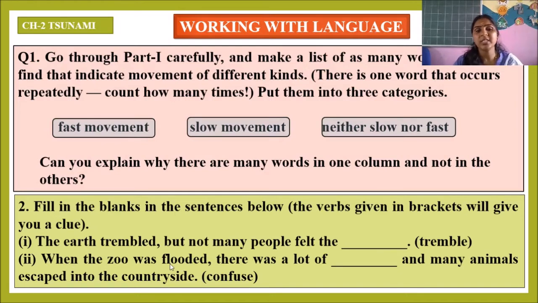Coming to the second one. When the zoo was flooded, there was a lot of dash as many animals escaped into the countryside. The verb given here is confuse. So how can we transform this confuse here, children? When the zoo was flooded, there was a lot of confuse. Confuse will not come here. There was a lot of confusion. The word confuse changes into confusion. So let me dictate the spelling.